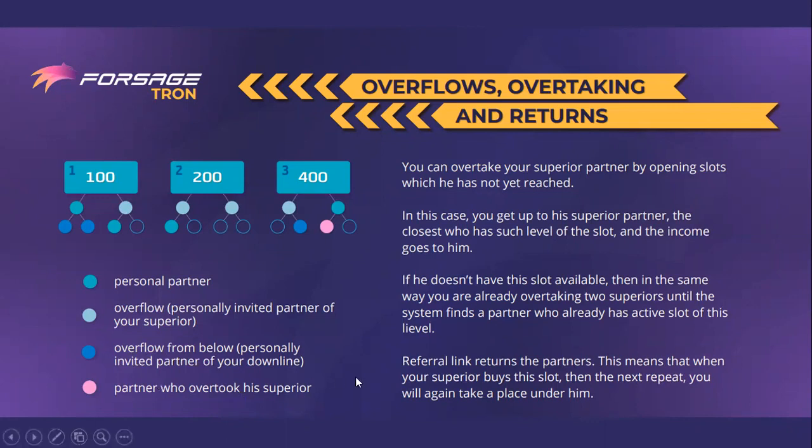So the one thing that's beautiful about Forsage.io is that it also rewards those who invest more. So let's just say your upline decides not to upgrade and you want to still invest more. You can actually buy the next slots. And that means you will overtake your direct upline, and you have the capability to earn more. And that is the color pink in this slide.